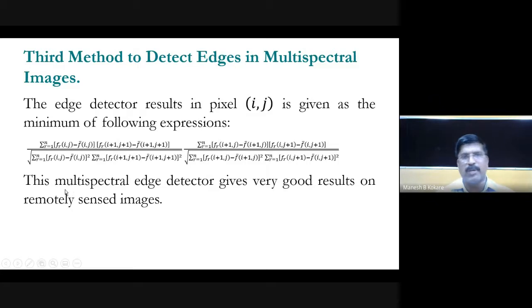So if you apply this multispectral edge detector, considering 2 by 2 of all spectral components, then the next 2 by 2, you have to do it row wise and column wise till you cover the entire image. Finally you will get the multispectral edge detector image, and this gives good results compared to the previous two methods on remotely sensed images and so on. So in this way you can find the edges in a multispectral image, as well as in a grayscale image or binary image and so on.